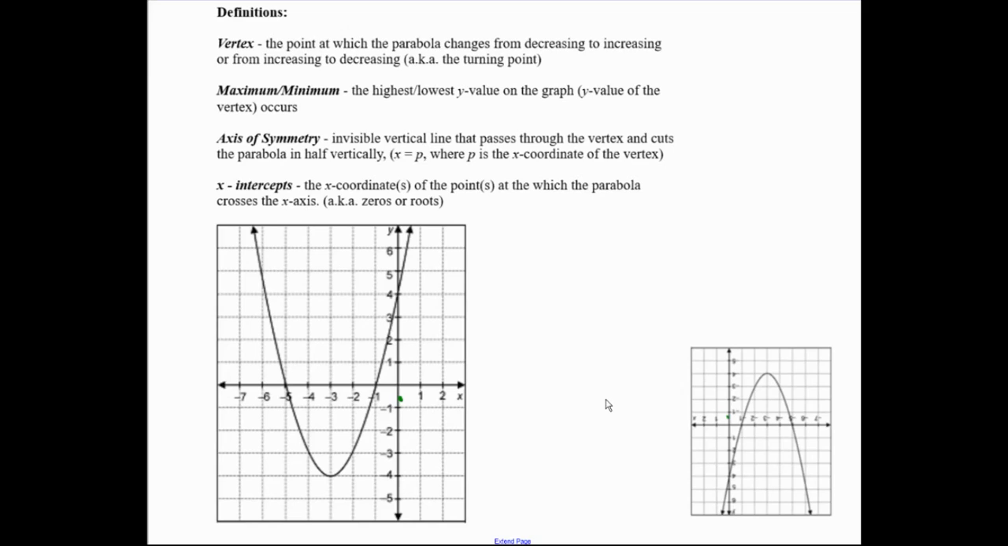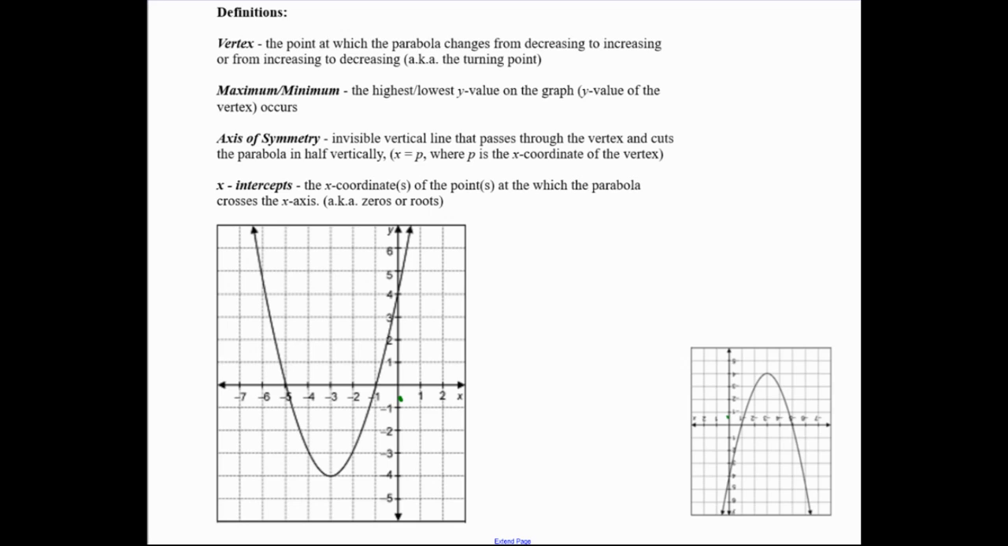Let's continue now with our definitions. It's time to look at some key features of the parabola, this U-shape. I just took this bigger picture and inverted it. You'll see the numbers don't make sense, but I wanted you to see that it can go upside down too, and your parabola can face downwards.